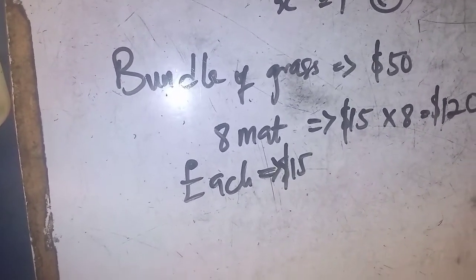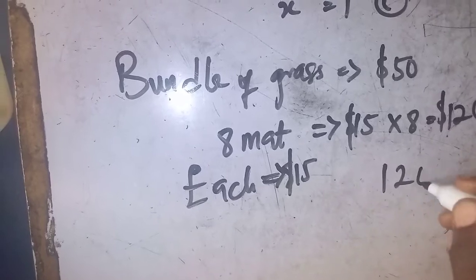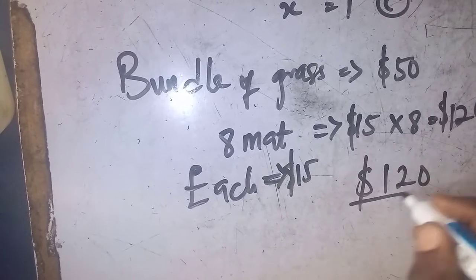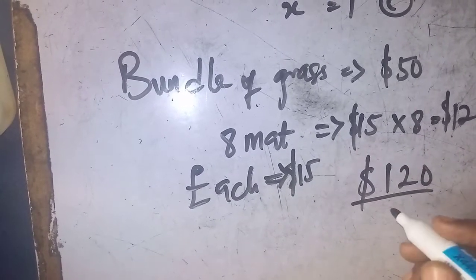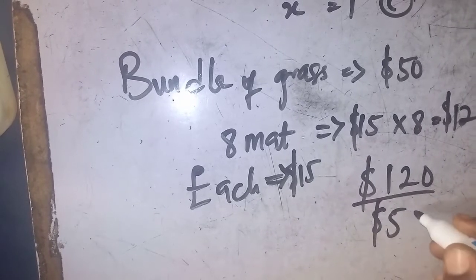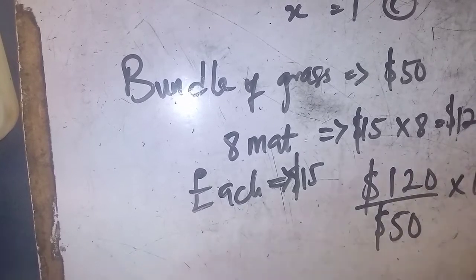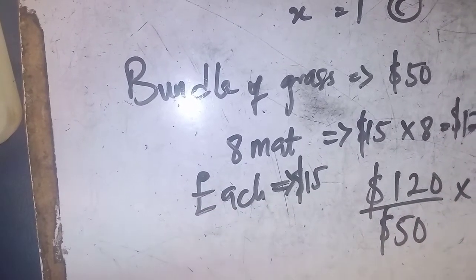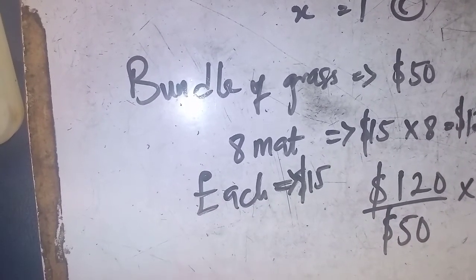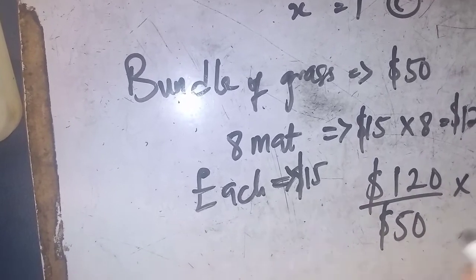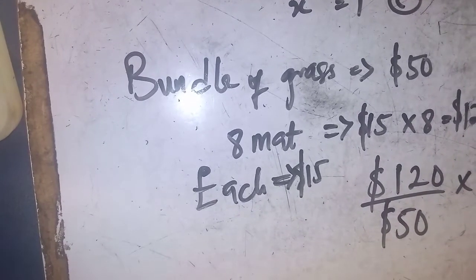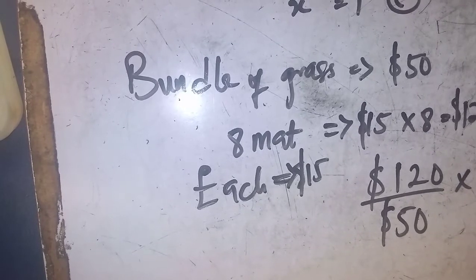That's very easy. Just divide the total realized cost over the buying cost. $120 over $50 times 100, and that should give us 120 divided by 50 times 100, 240%. That's question A.